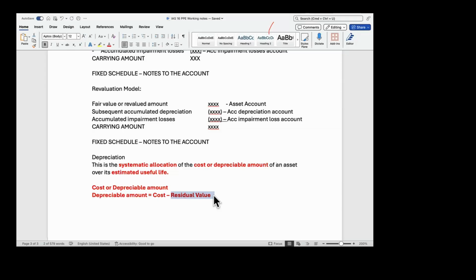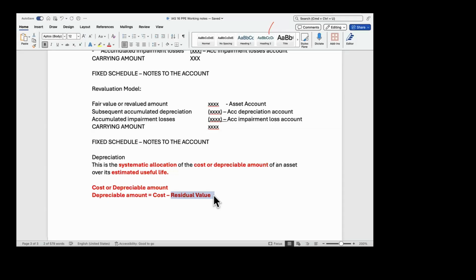It's simple. It's because residual value is a scrap value. Residual value is a value at the end of the useful life of the asset. It is a value that is determined when you can no longer use the asset. It is a value that you determine when you want to sell off the asset.